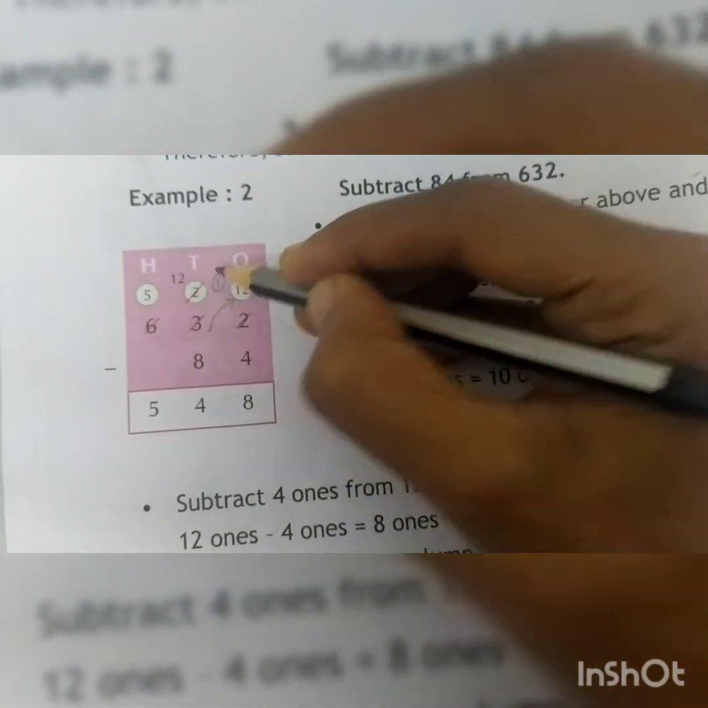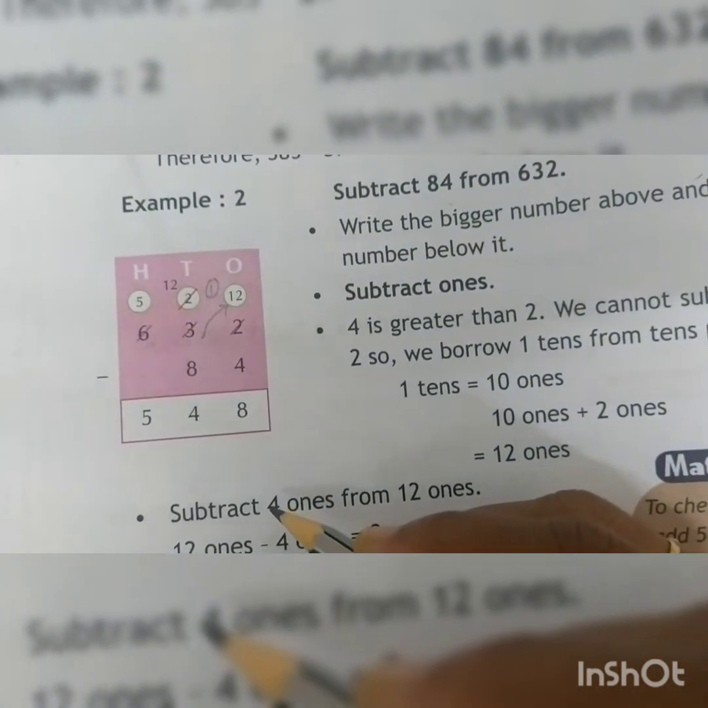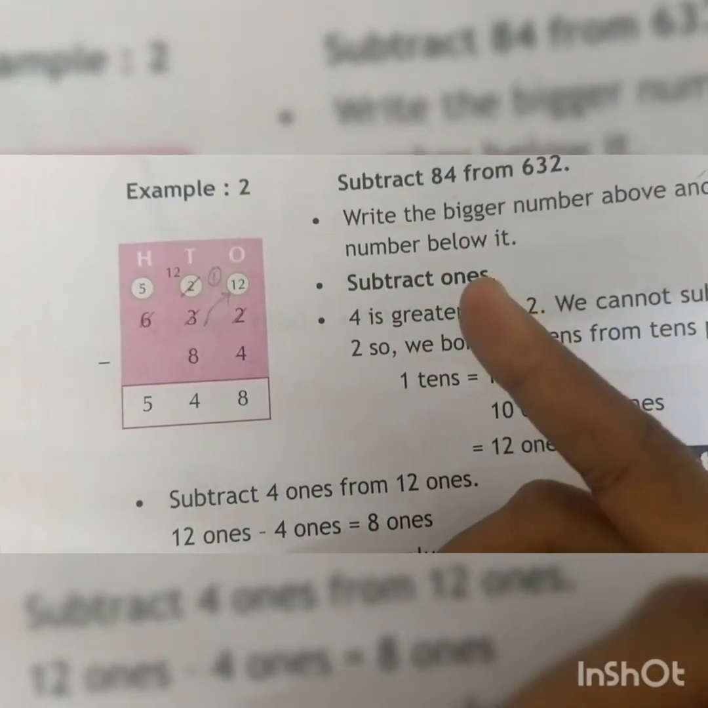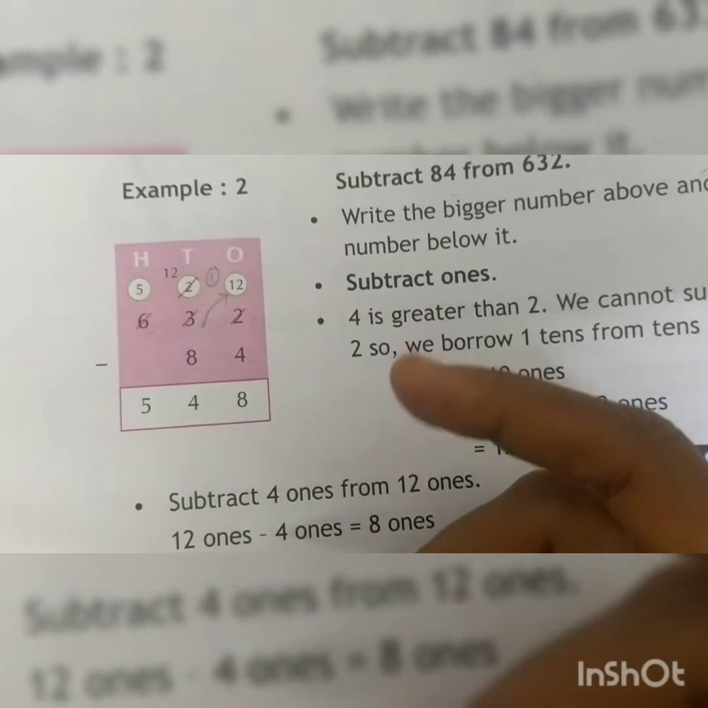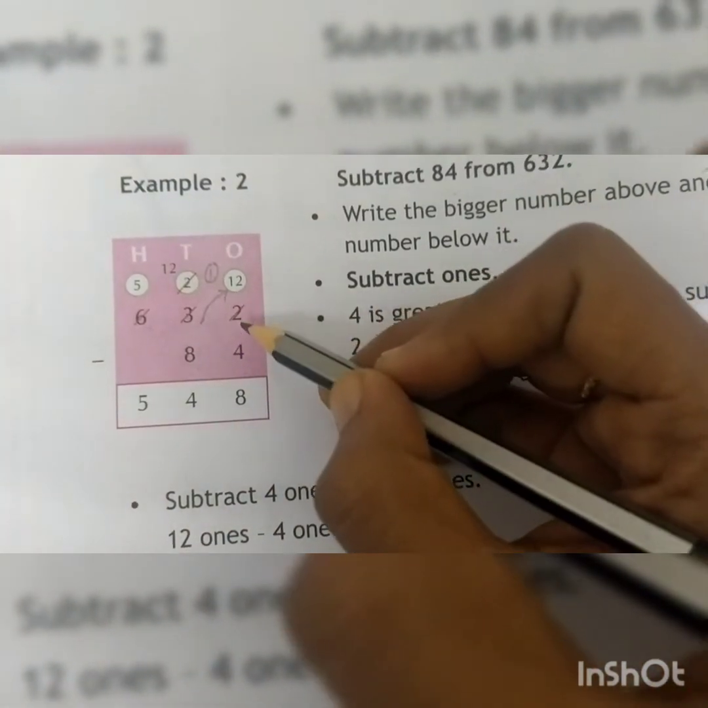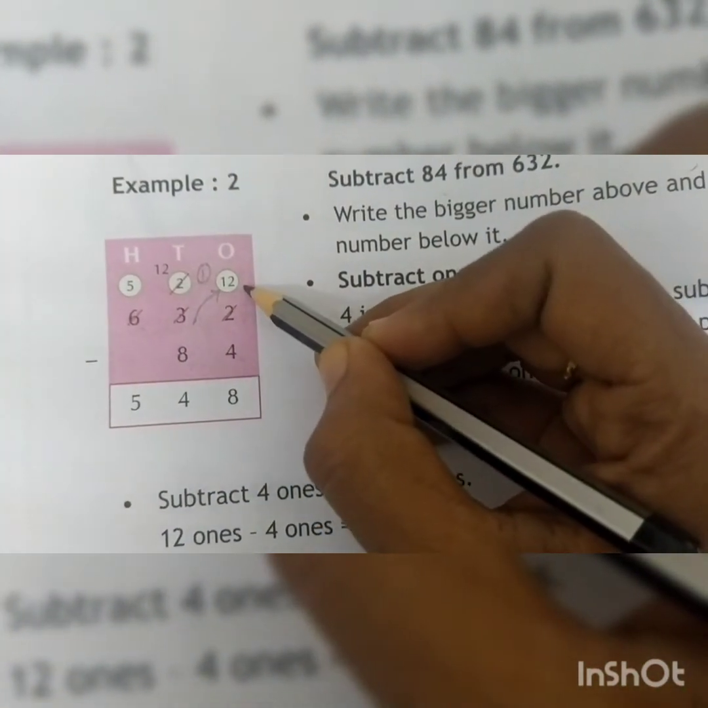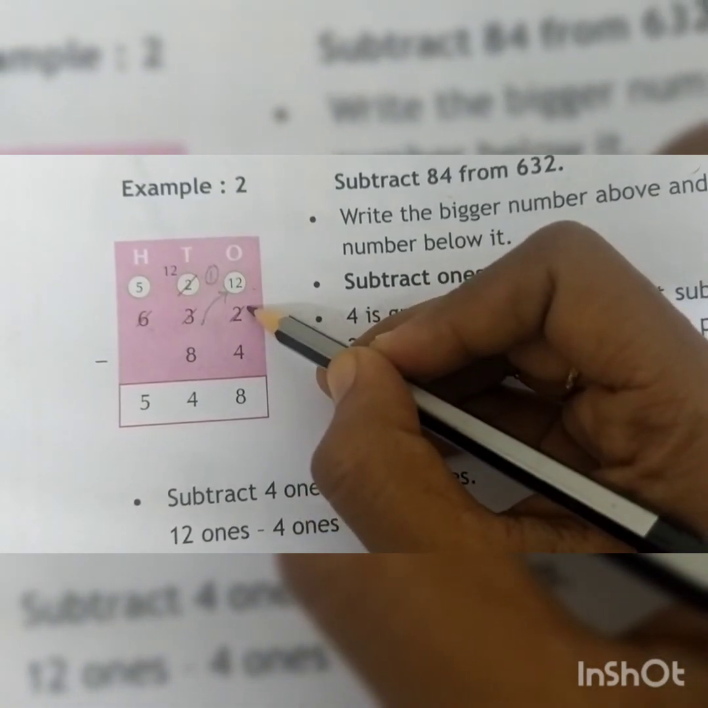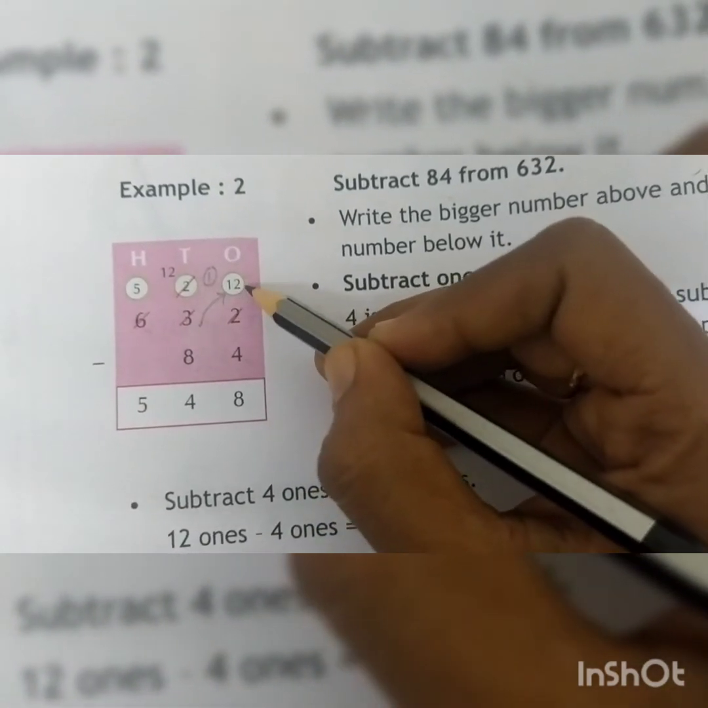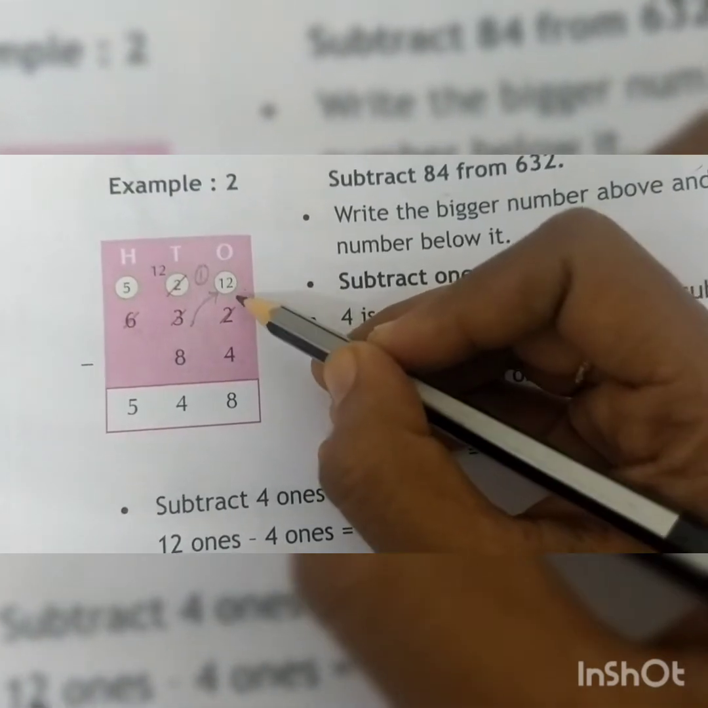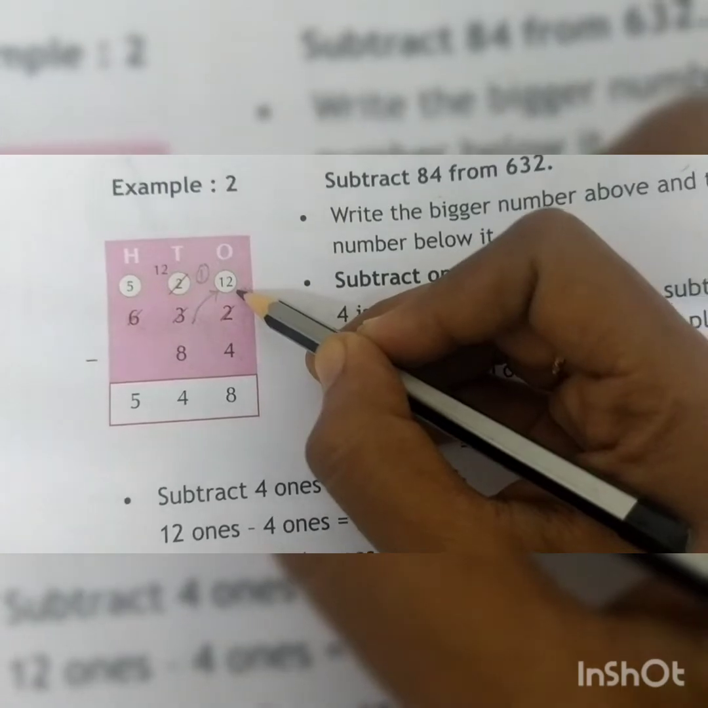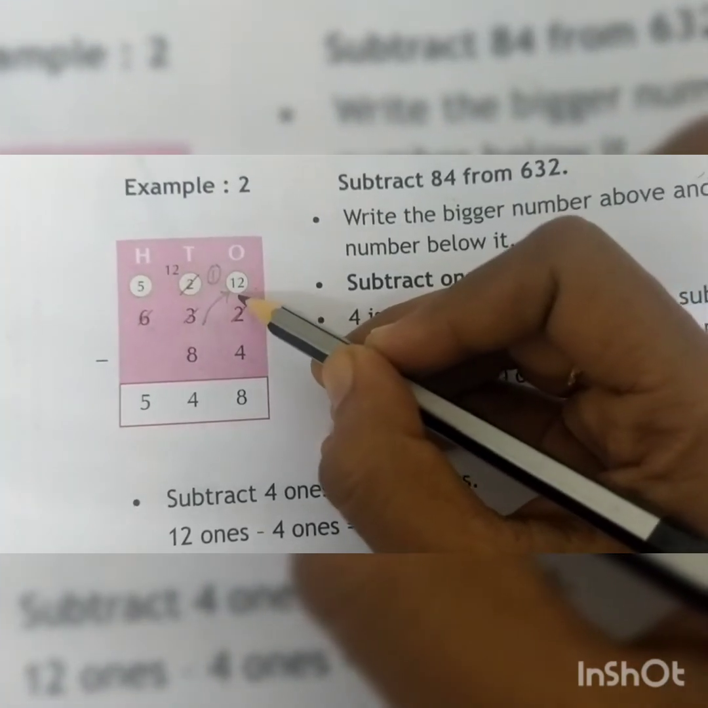Okay, 1 tens, that is equal to 10 ones. So 10 ones plus 2, that is equal to 12 ones. All of you cut the digit 2 and write 12 ones. Okay, then subtract 4 from 12 ones.